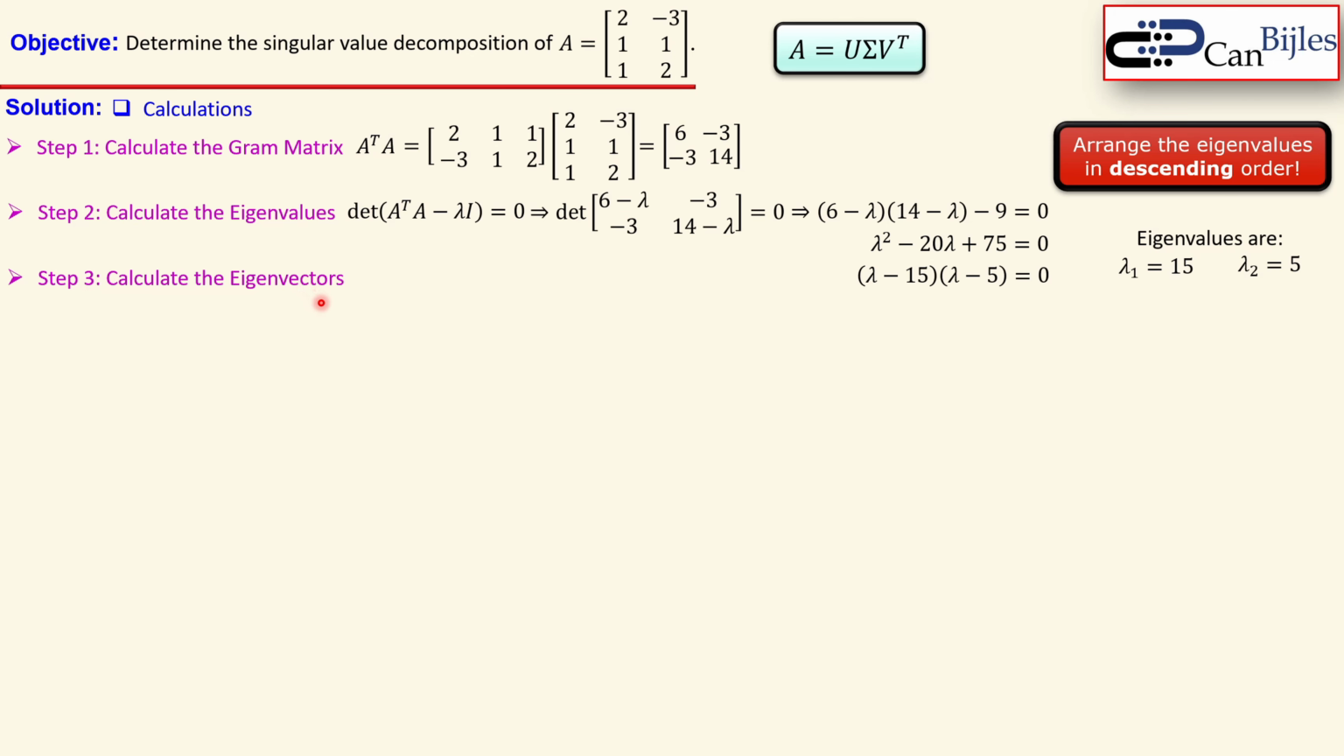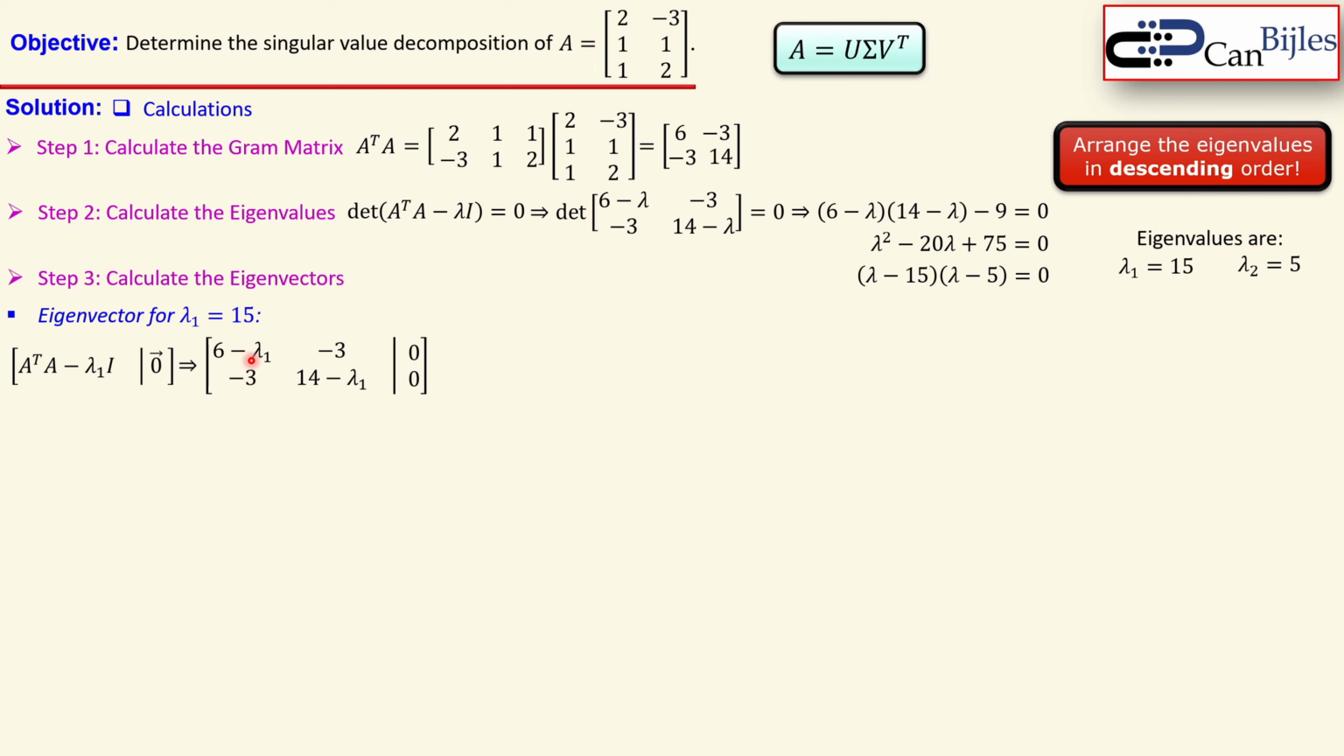Okay, now we go to step 3. We now calculate the eigenvectors. First we start with lambda 1, which is 15. That is the same procedure as we have done in the previous video about eigenvalues. We put here our A transpose A matrix minus the specific lambda 1 times the identity matrix, and we will use row reduction to calculate the eigenvectors. So let's put it in.